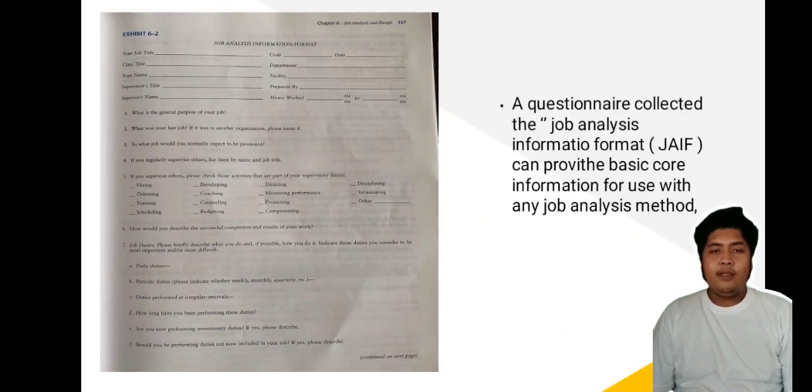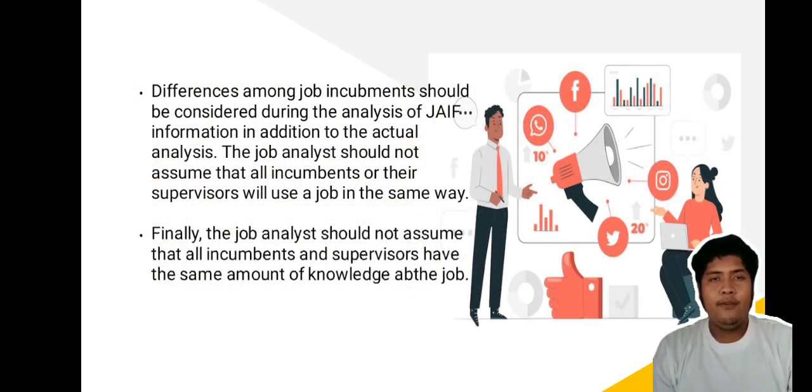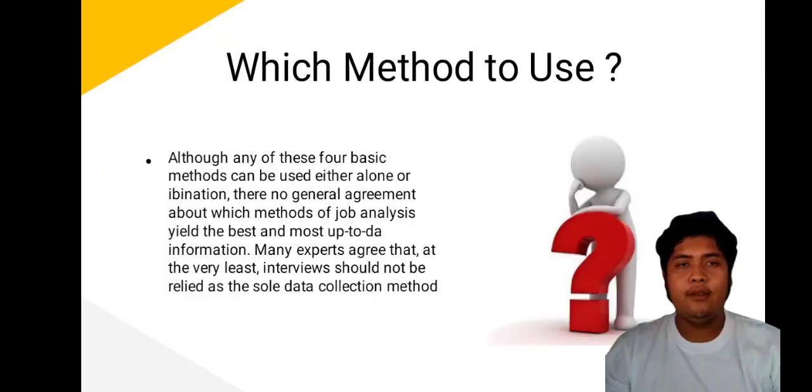A questionnaire called the Job Analysis Information Format, or JAIF, can provide the basic core information for use with any job analysis method. Differences among job incumbents should be considered during the analysis of JAIF information. In addition, the job analyst should not assume that all incumbents or their supervisors will view a job in the same way. Finally, the job analyst should not assume that all incumbents and supervisors have the same amount of knowledge about the job.